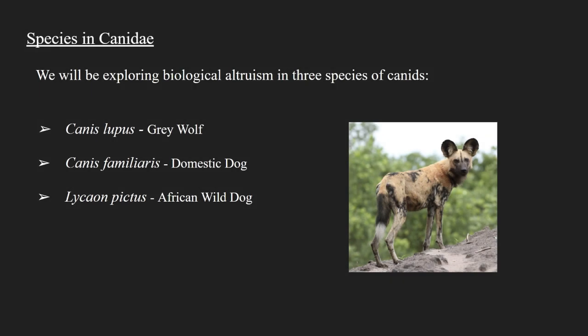As all canines are in one family, the different species within share much of the same behaviors. We will be examining three specific species of canids: Canis lupus, the gray wolf; Lycaon pictus, the African wild dog; and Canis familiaris, the domestic dog.